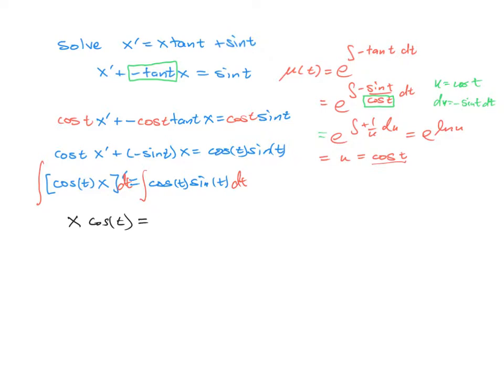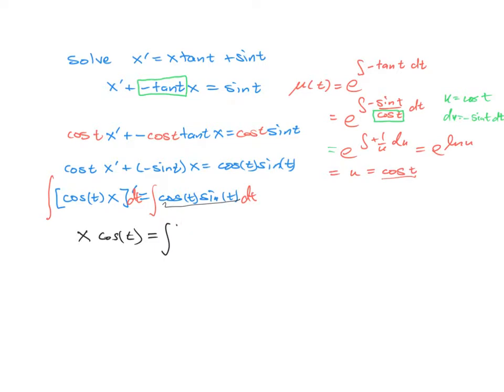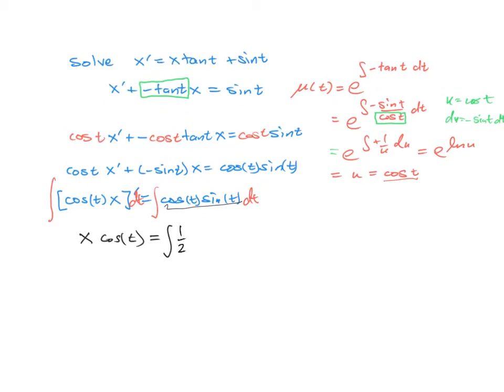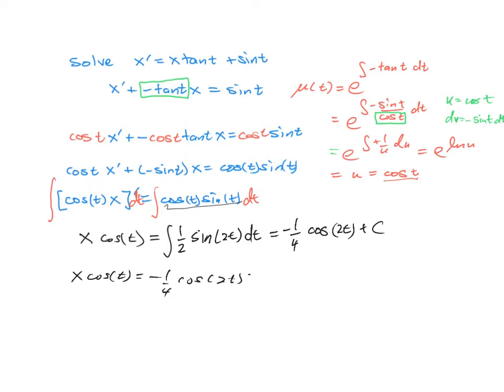Over here, you can recognize this as a double angle formula. It's just half of it. So this is the integral of 1/2 of the sine of 2t with respect to t, which we know is going to turn out to be 1/4, and it's a negative of the cosine of 2t plus a constant c. So again, we've got x cosine of t is equal to negative 1/4 cosine of 2t plus c.